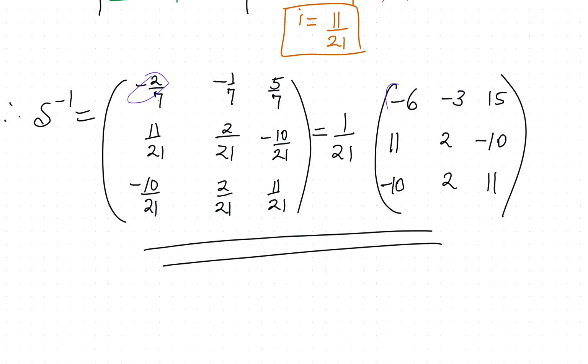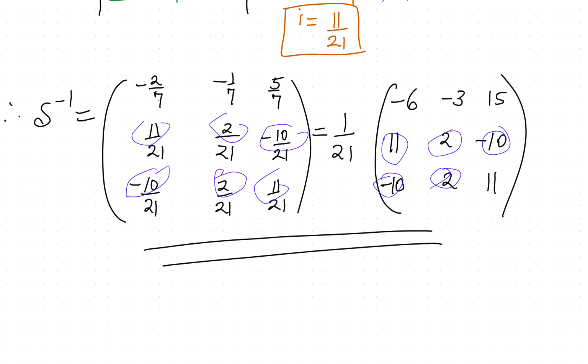That's the way to balance that up, because normally if you take the 21 back, minus 6 over 21 is minus 2 over 7. So everything still works good. And then for the other ones that have 21, no worries. Just take out the 21 and maintain 11, minus 10, minus 10, 11, minus 10, 11, like that. So with that, you have S inverse, which is the inverse of the S you started with.